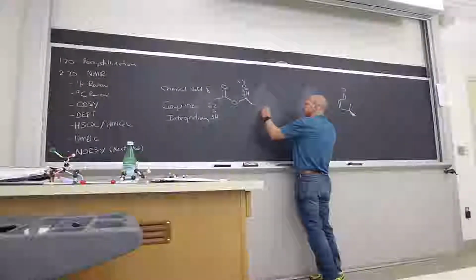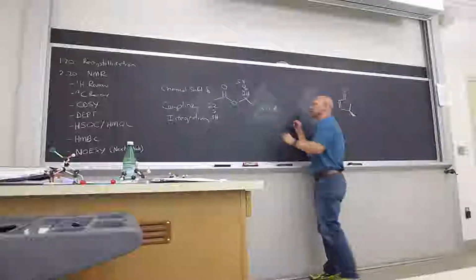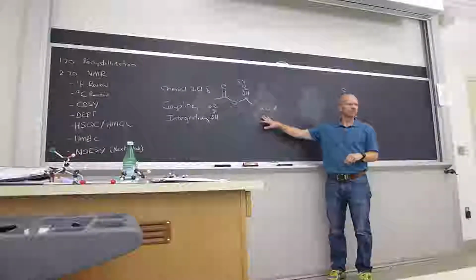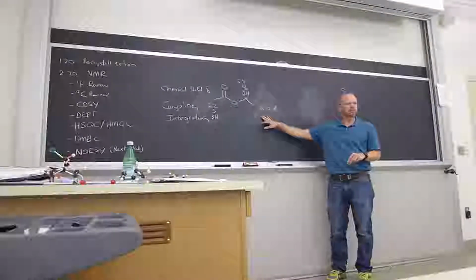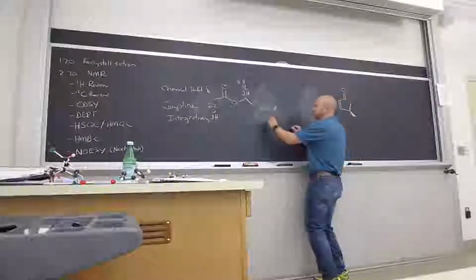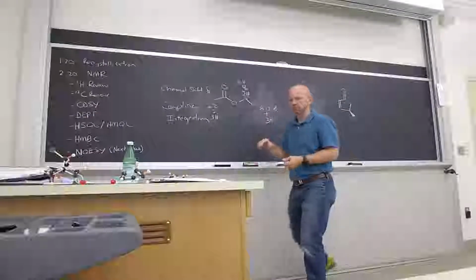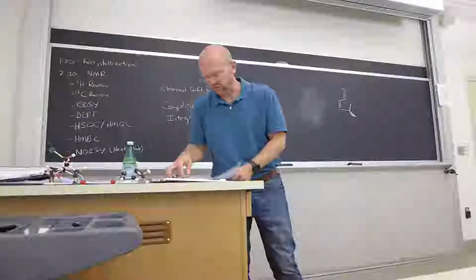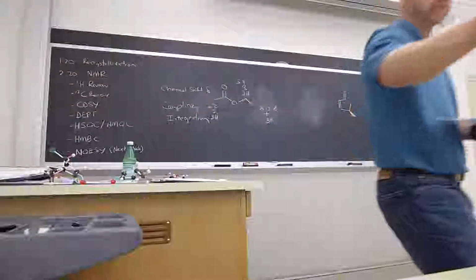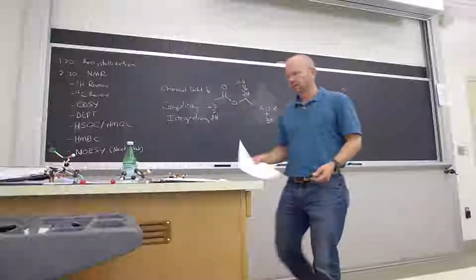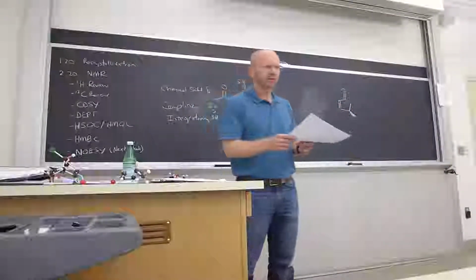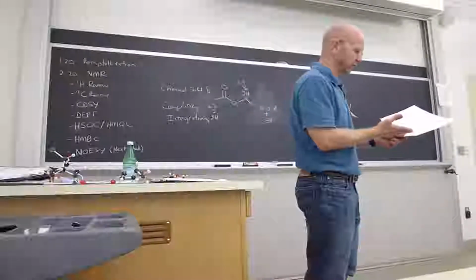Okay, so a delta of 0.8. Splitting? Triplet. Integration? 3 hydrogens. All right, so I'm going to hand out data. Just look at the first page for now, and you can see how we did. Okay, how did we do? Well. We did very well with our interpretation, right?